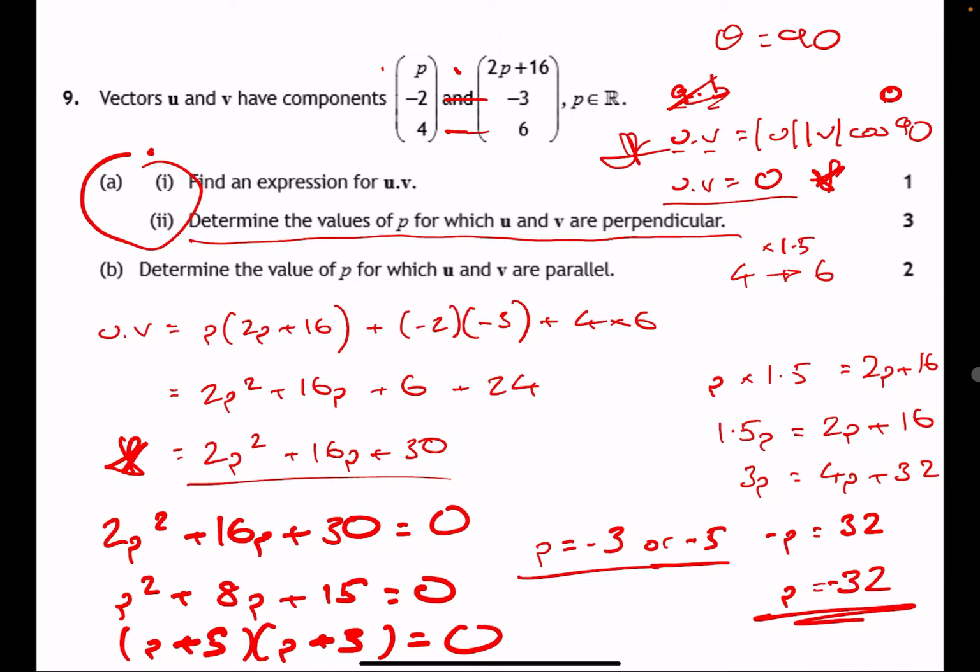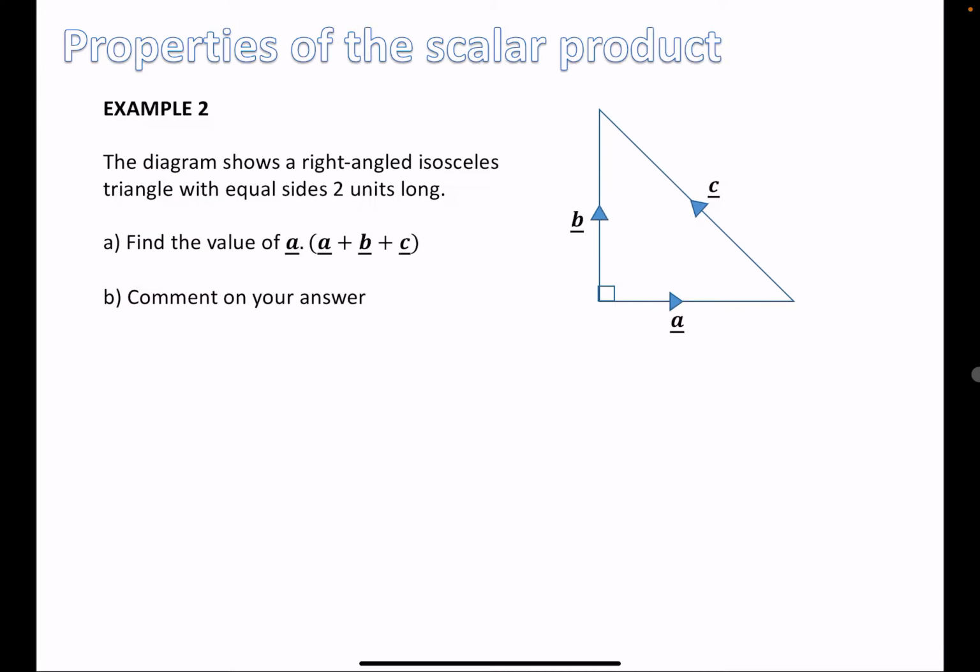This is the other kind of question that you often get when dealing with scalar product. There's very little information here, but you have to look at certain keywords and key phrases. The diagram shows a right-angled isosceles triangle with equal sides 2 units long. All of that is information I'm actually going to need. Don't just look for numbers and pick them out. I have to use that information, and it tells me a lot.